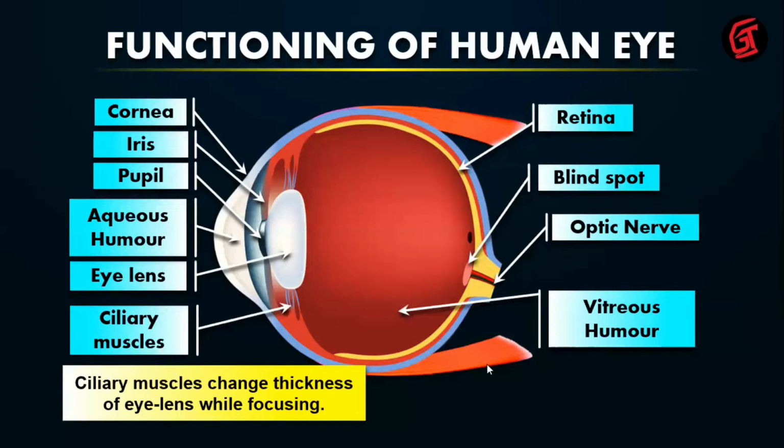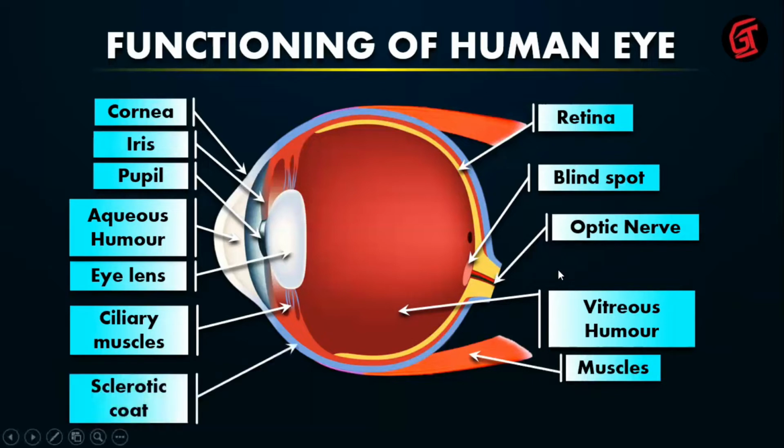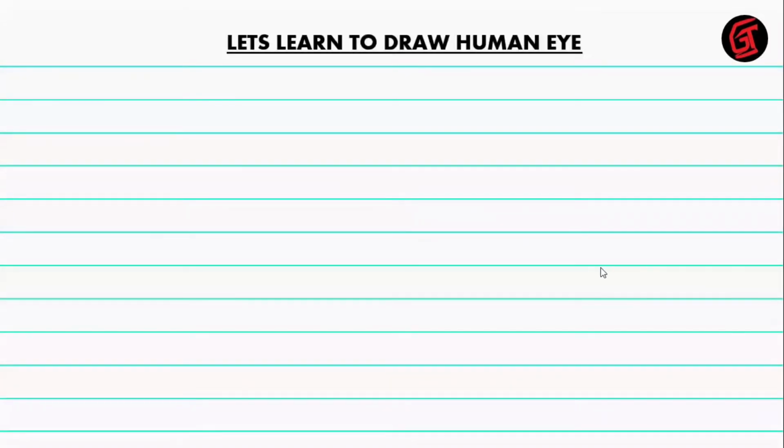Ciliary muscles, these are which change the thickness of the eye lens while focusing. So when we make our eyes bigger or smaller, okay, the thickness changes. Then these are the muscles of the eye. Then your sclerotic coat. This is some extra knowledge. And your choroid. Okay, so I hope you all understood what is a human eye and all its parts.